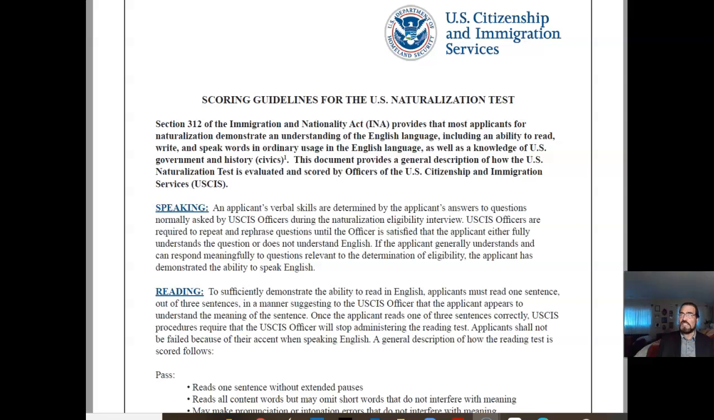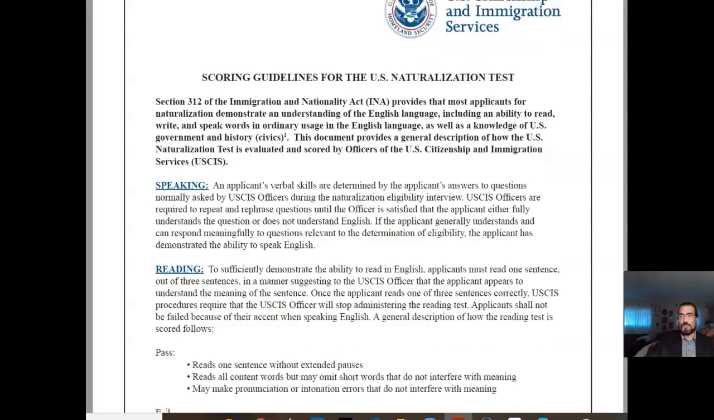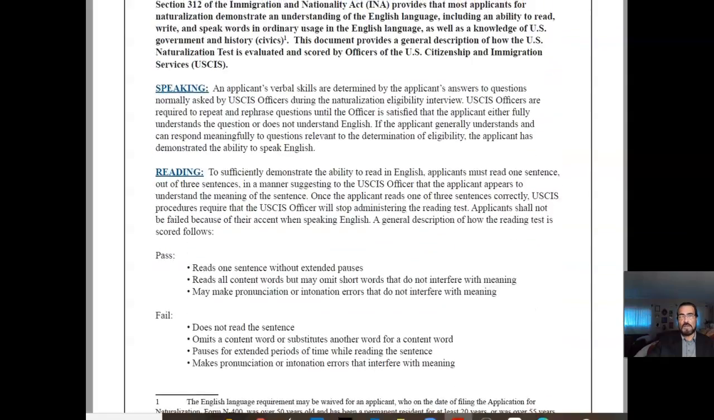For example, you pass if you read one sentence without extended pauses, if you read all content words but may omit short words that do not interfere with meaning. You may make pronunciation errors or intonation errors that do not interfere with meaning. So that's the key, as long as they understand what you're saying. You fail if you do not read the sentence, or you make pronunciation or intonation errors that interfere with meaning. That's the reading. Let's talk about the writing portion now.